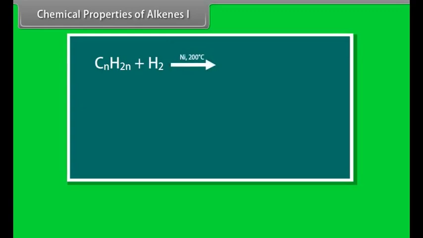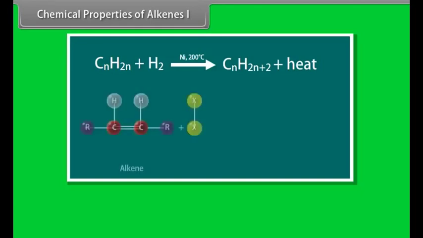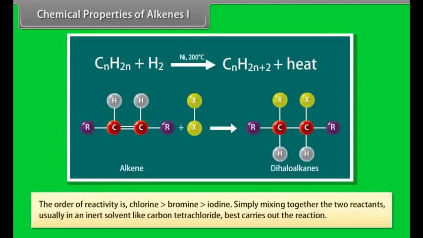The reaction termed as hydrogenation is an exothermic reaction. Addition of halogens. Alkenes react with halogens to form dihaloalkanes. The order of reactivity is chlorine is greater than bromine is greater than iodine. Simply mixing together the two reactants, usually in an inert solvent like carbon tetrachloride, best carries out the reaction.